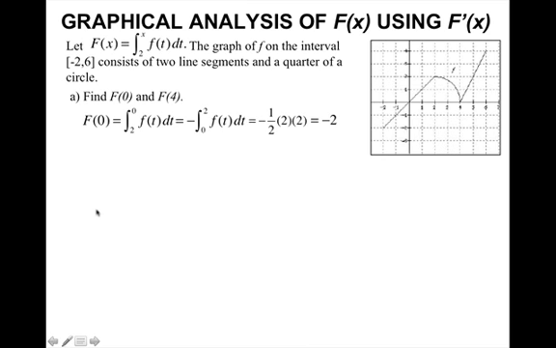Now I'm going to do the same thing for big F of 4. This time I'm going from 2 to 4. When I look on the graph, 2 to 4 is just that quarter circle. So I am finding the area of this quarter circle. So I'm going to use the equation pi r squared divided by 4, and the radius is 2. So when I set that up, I just get pi.